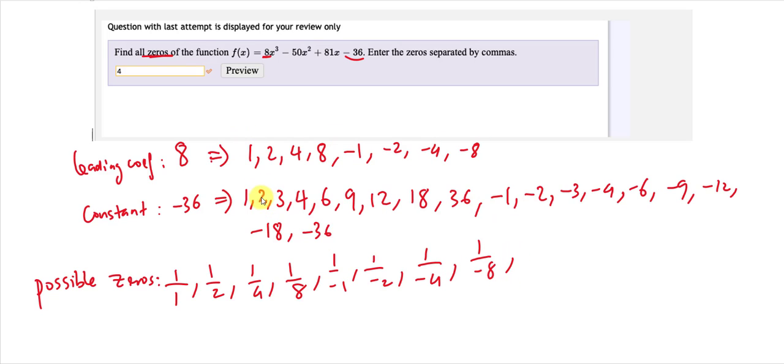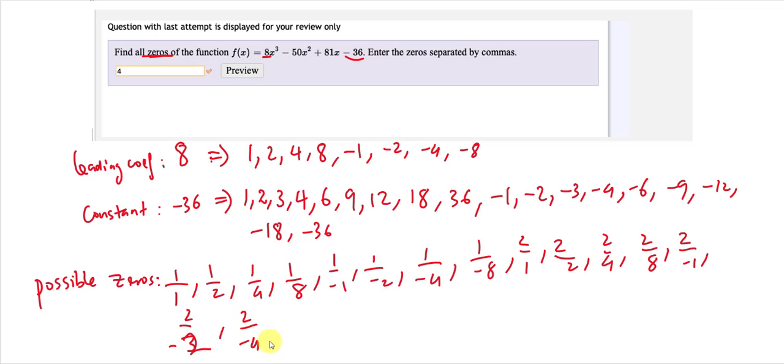Now, next one is we take the next number, 2 divided by 1, 2 divided by 2, and so on. 2 divided by 4, 2 divided by 8, 2 divided by -1, 2 divided by -2, sorry, -2, and 2 divided by -4, and 2 divided by -8, and then so on.